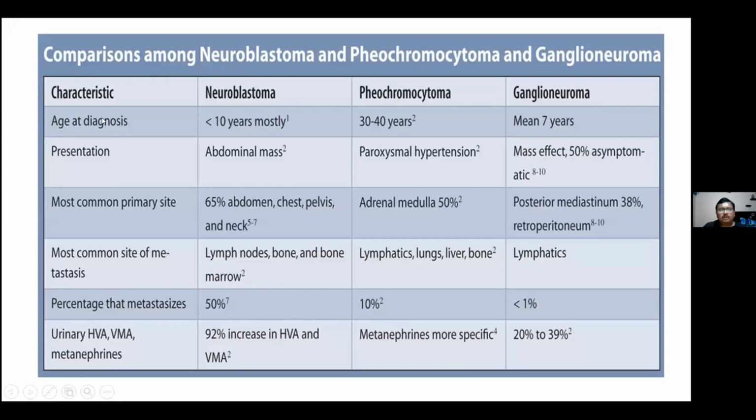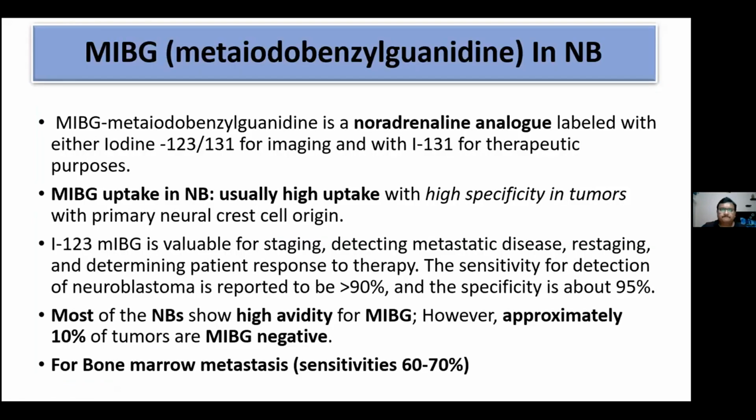I have a table. I will not go deep into the table. Basically, this is a comparison because of time restraint: neuroblastoma, pheochromocytoma, and ganglioneuroma, with age of diagnosis, presentation, most common site of metastasis, percentage of metastasis, and the metabolically active products, metanephrines, HVA, VMA. So just to give an idea, neuroblastoma occurs at less than 10 years, pheochromocytoma at 30 to 40 years, and for ganglioneuroma the mean age is 7 years. I'm not going to detail because of lack of time.